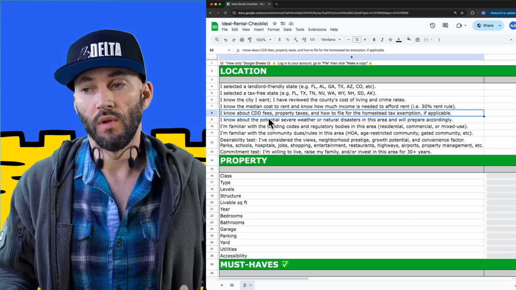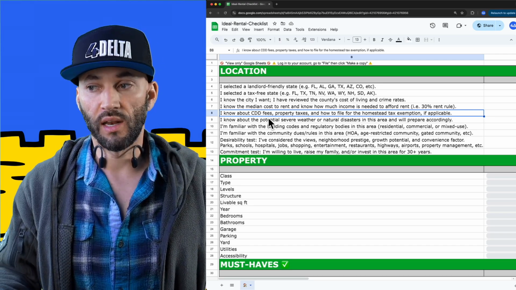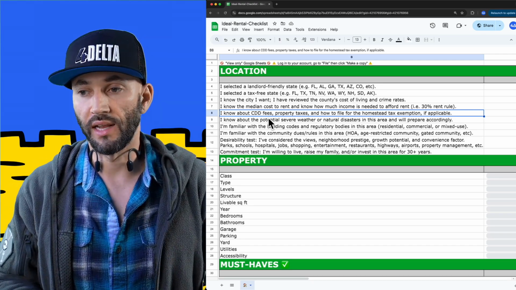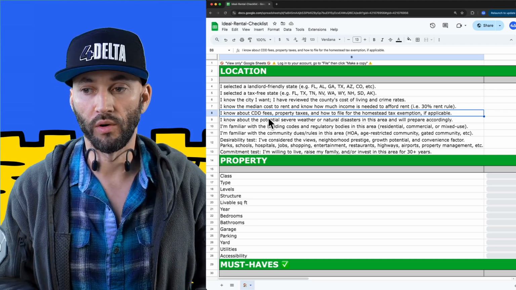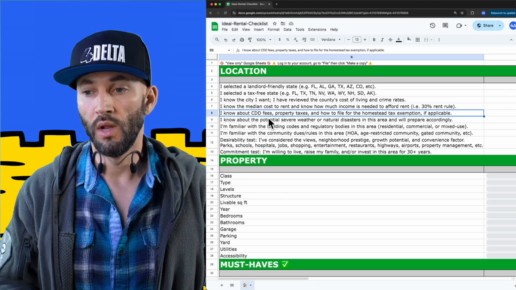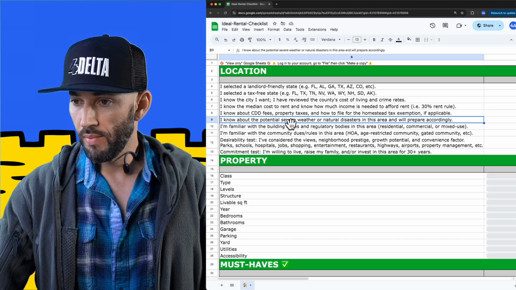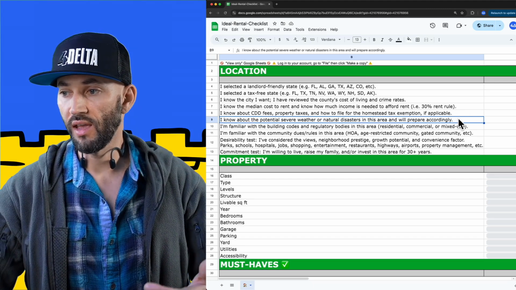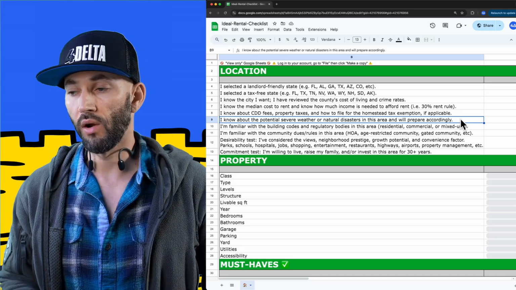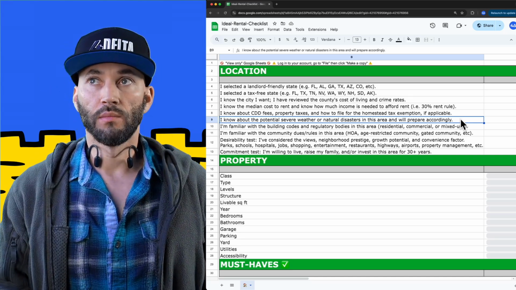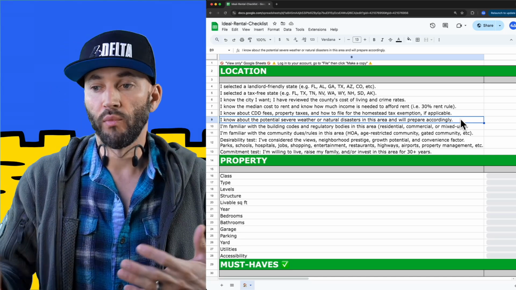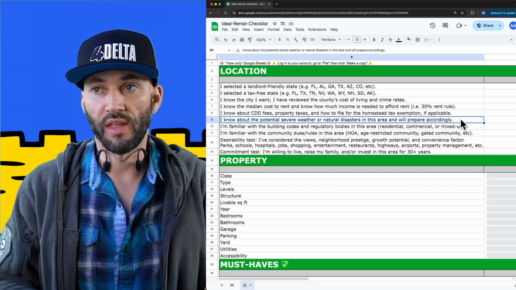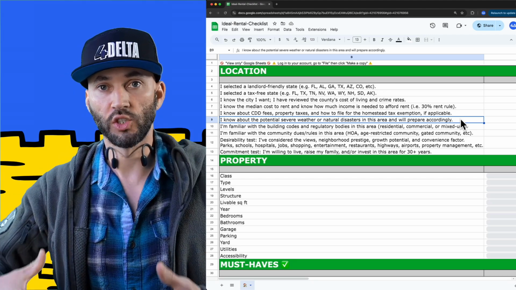Just understand the CDDs and what it's about whenever you're buying in areas like, let's say, a newer neighborhood, where it might be a surprise to you. I know about the potential severe weather and natural disasters in the area, and will prepare accordingly. This is specifically how I'm relating to this. There's obviously stuff I don't know, but I'm just trying to put stuff that I'm aware of and help you guys out.